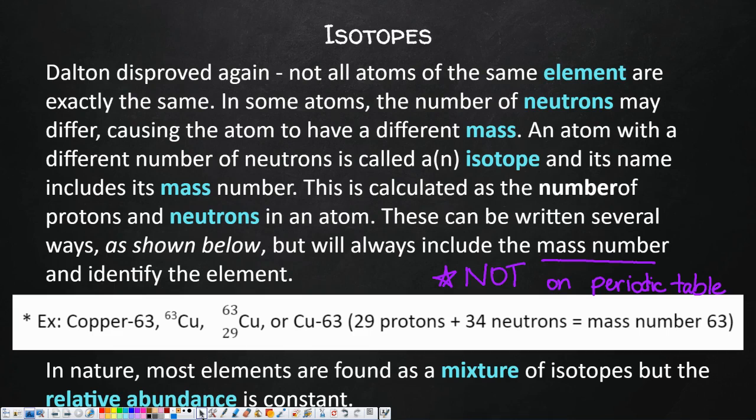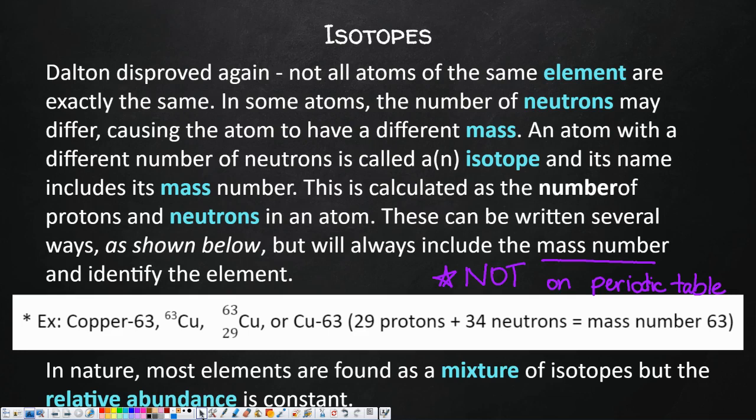So when I'm calculating a mass number, it will also be a whole number because I'm going to take my number of protons and my number of neutrons and add those together. And I can't have parts of a proton or a neutron. They have to be whole numbers.